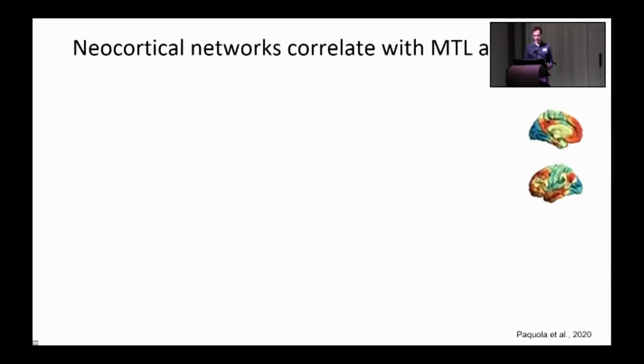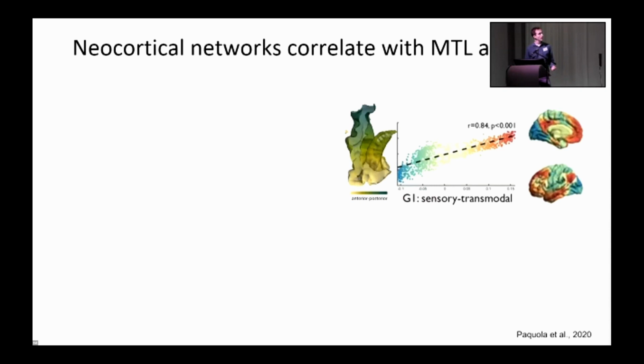I'll show one other quick study. So these are some gradients describing neocortical connectivity. This is known as the sensory transmodal gradient. And in Casey Piccola's work, they also looked at connectivity of the anterior versus posterior hippocampus and extended neighboring cortex. And they saw that they were almost perfectly aligned with one another, such that the anterior hippocampus was more connected to transmodal regions, and posterior hippocampus and surrounding cortex were more connected to sensory regions.